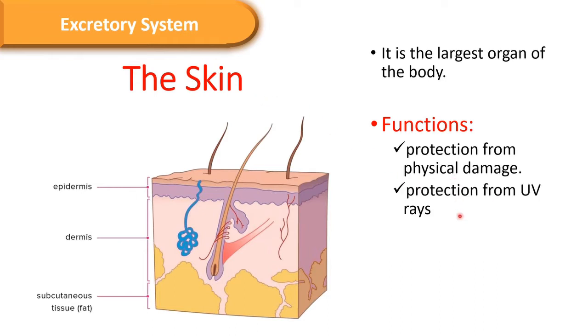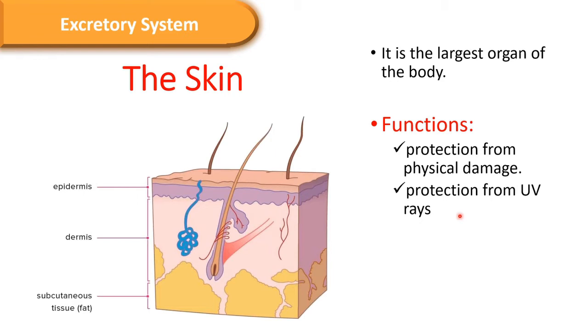Also, protection from UV rays. Your skin prevents the development of skin cancer. And speaking of skin cancer, do you know that if you have black skin, or shall we say brown skin, you have better protection from the UV rays because your skin produces so-called melanin? Your melanin is used to protect you from these harmful UV rays.